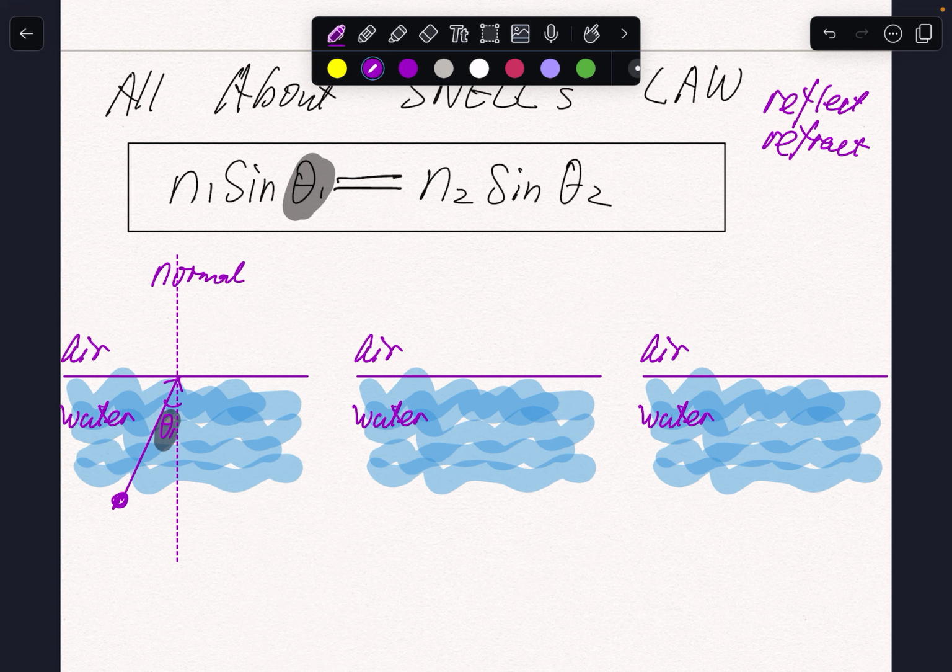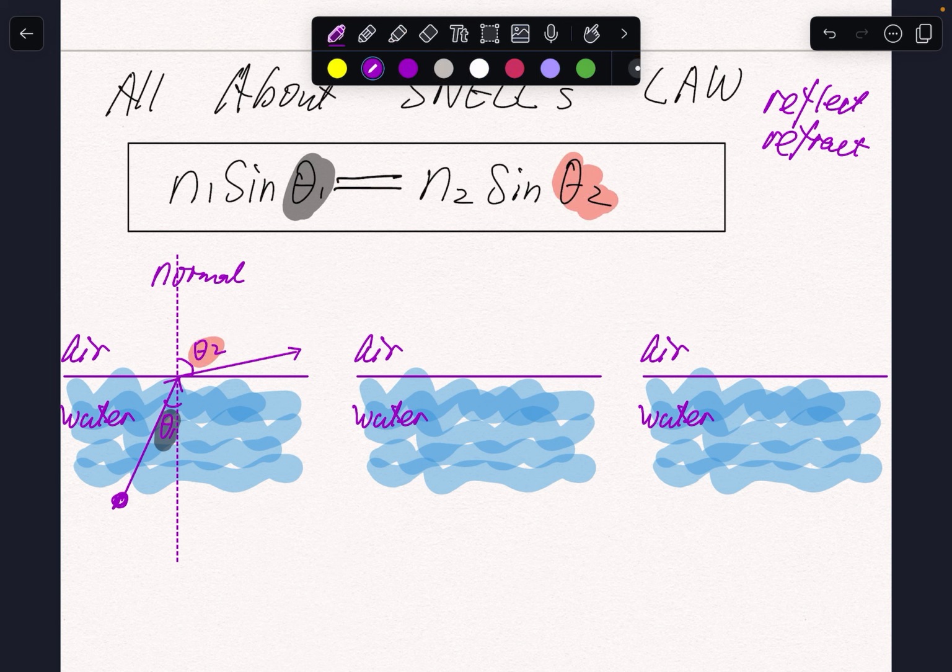When we refract, the light doesn't just go in a straight line, right? It will bend. Let's say it bends this way. Now the angle between the normal line and the refracted light is theta 2. Theta 2 here and theta 2 here.